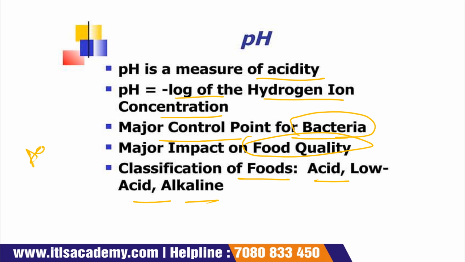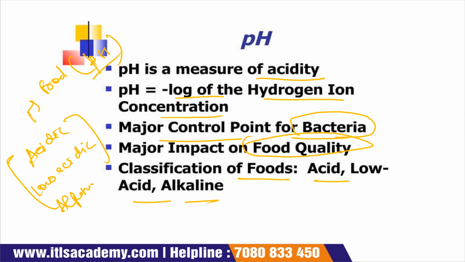They are acidic, they are low acidic, and they are alkaline. This is the classification of food on the basis of pH.